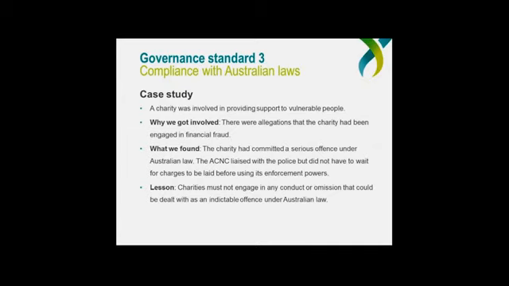Case study here links very much into what I was just talking about. So a charity was involved in providing support to vulnerable people. There were allegations that the charity had engaged in financial fraud. What we found was that the charity actually had committed a serious offence under Australian law. We liaised with the police, but we did not have to wait for charges to be laid before using our enforcement powers. So the lesson is that charities simply must not engage in conduct or omissions that could be dealt with as an indictable offence under Australian law or within those penalty provisions.